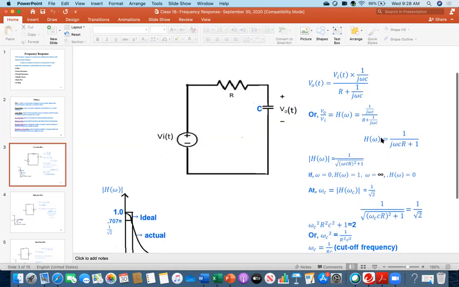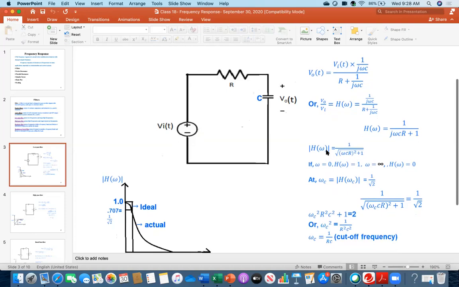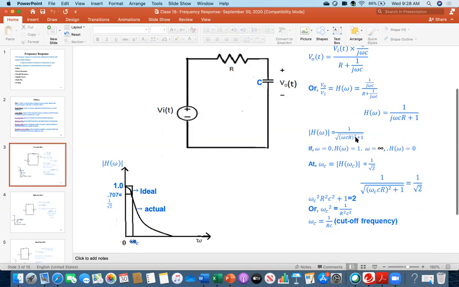Next, in this line, I am taking its magnitude. H omega is 1 over, because this is actually 1 plus j omega C R, the rectangular form. What is its magnitude? Root over 1 squared plus omega C R squared. So this is its magnitude. Now, by looking at this, you plot what I was showing you on the board: on this axis omega, and on this axis the magnitude of H omega.